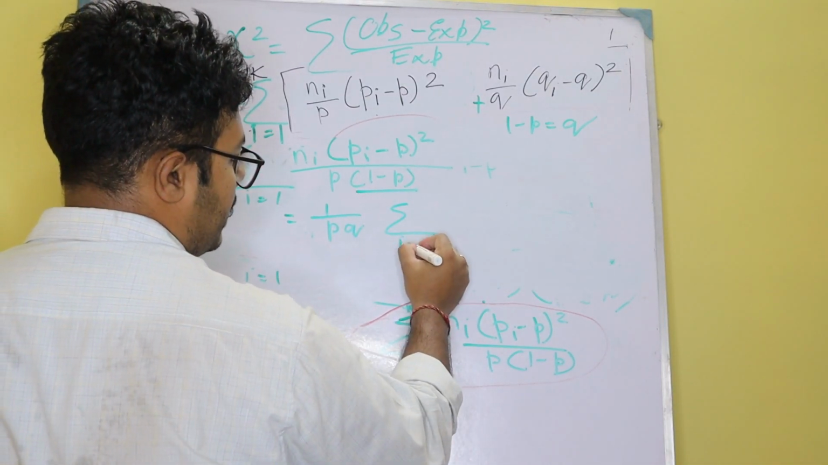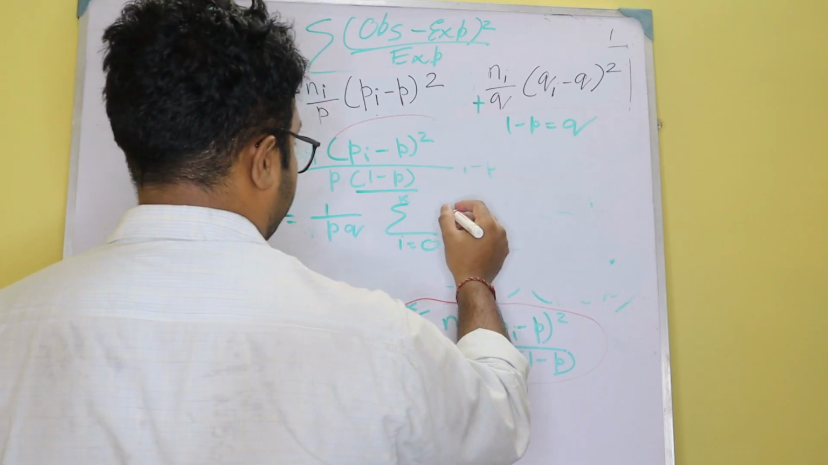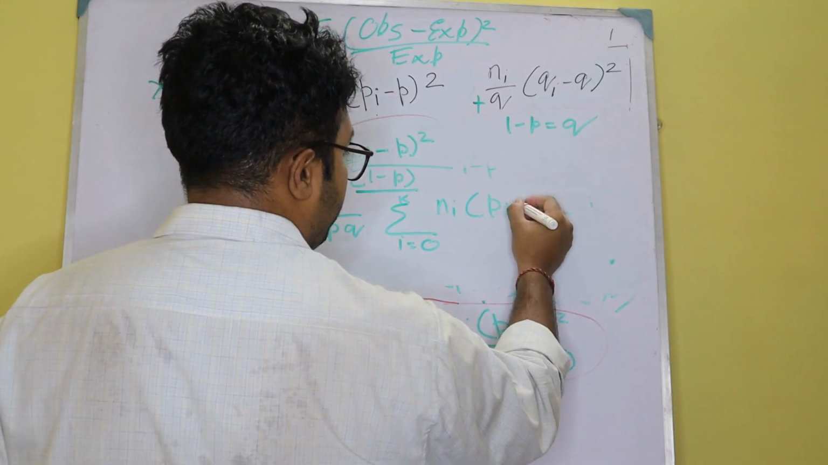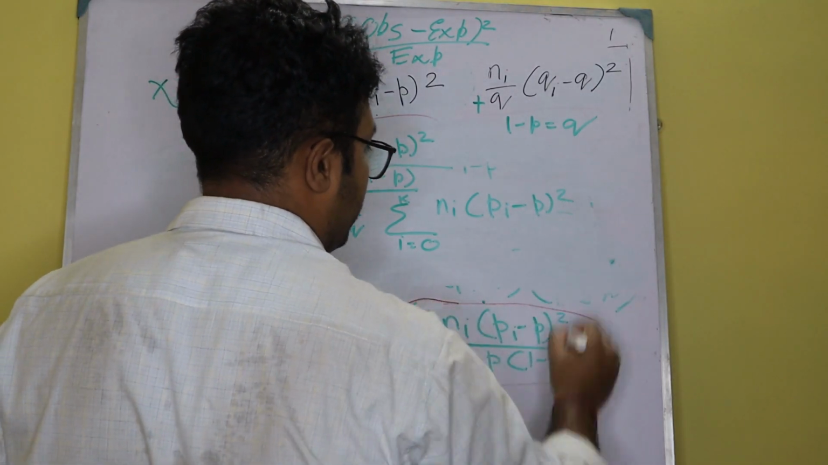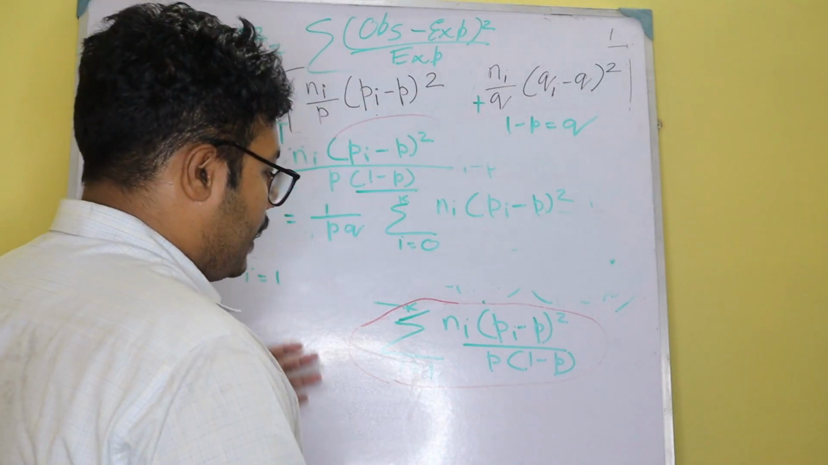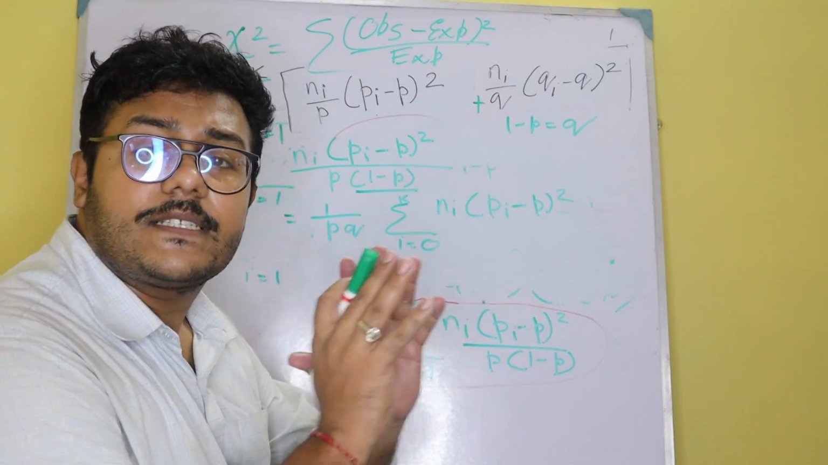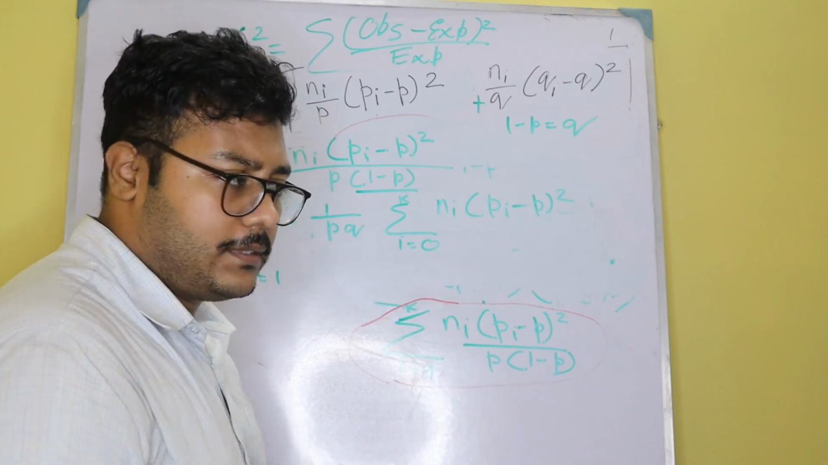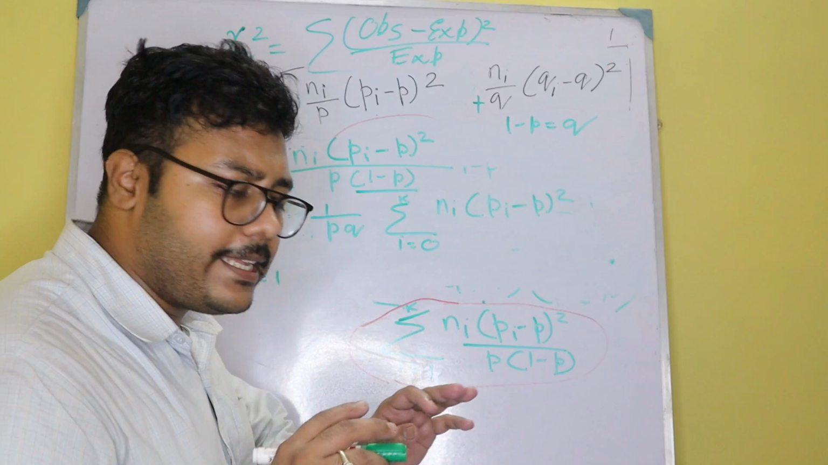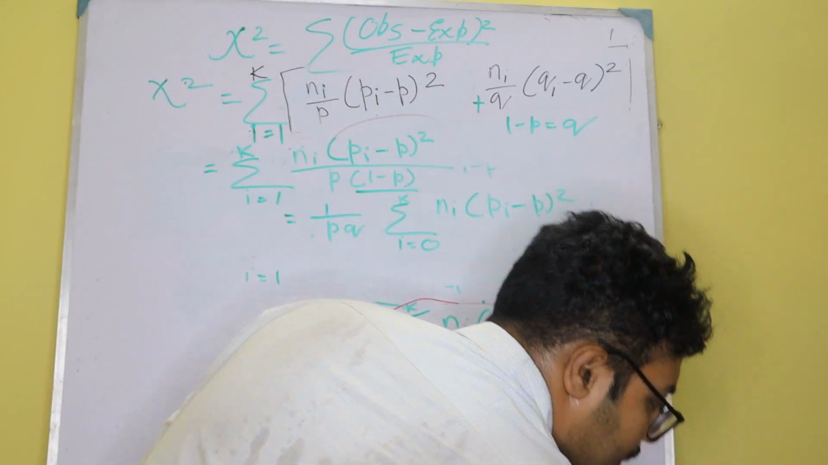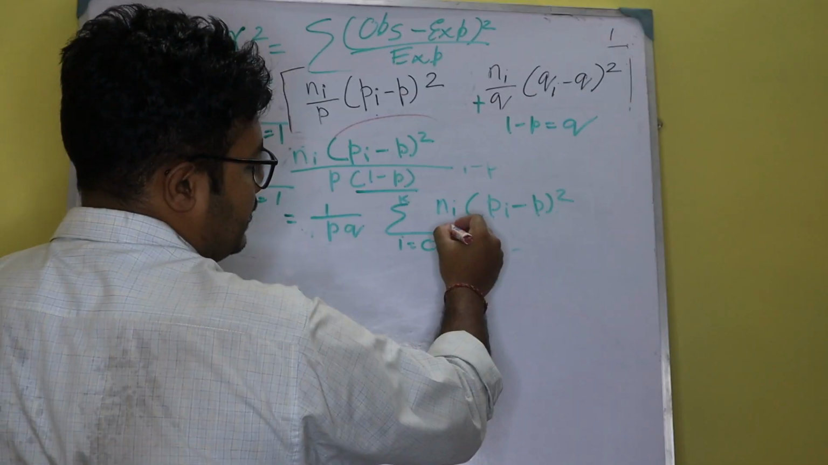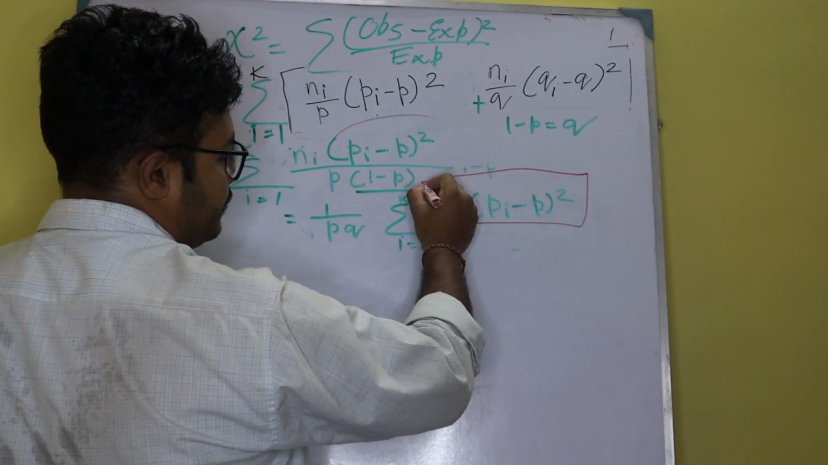Then if I put the summation i is equal to 1 to k, ni, pi minus p whole square. This is the thing. Now this will be a very simple case of summation and putting the values. Actually substituting the values in summation and nothing else. I will show you now. So I hope it's clear. I am rubbing this part already now. Just take into consideration this part.